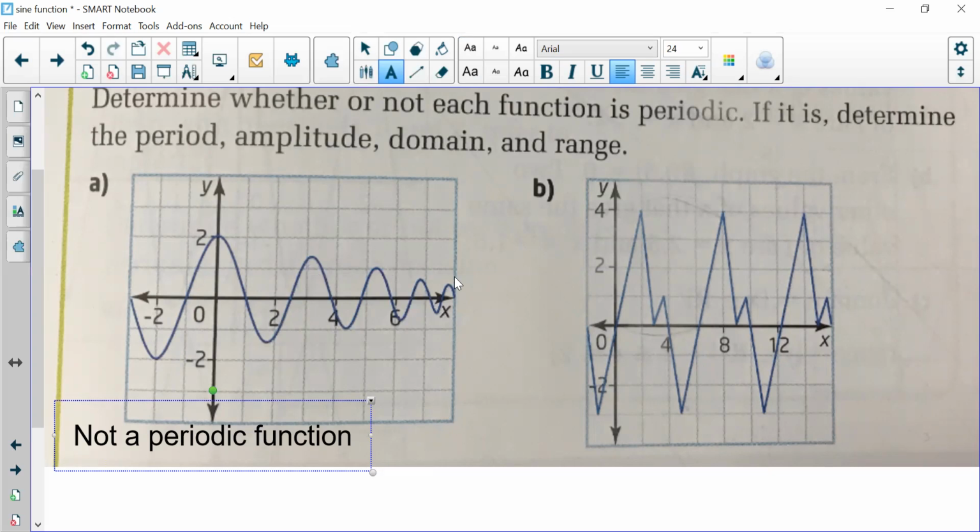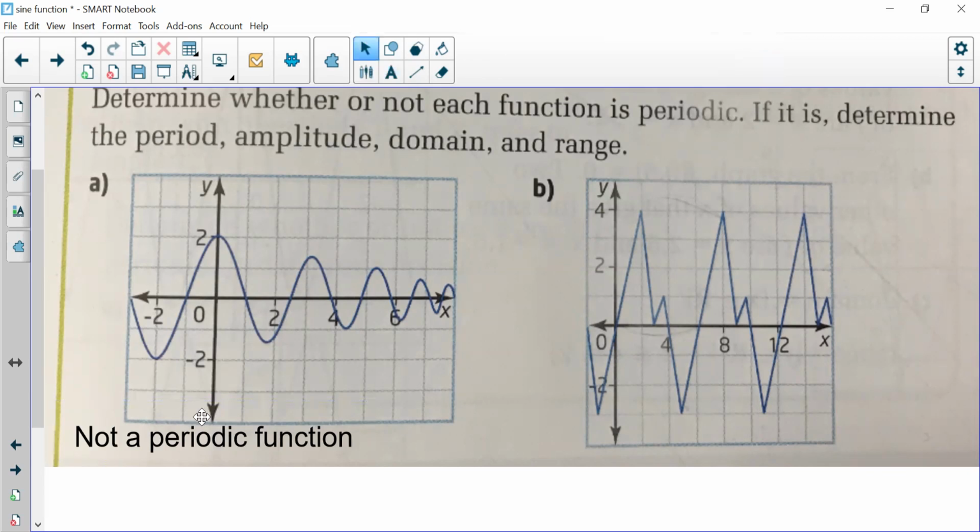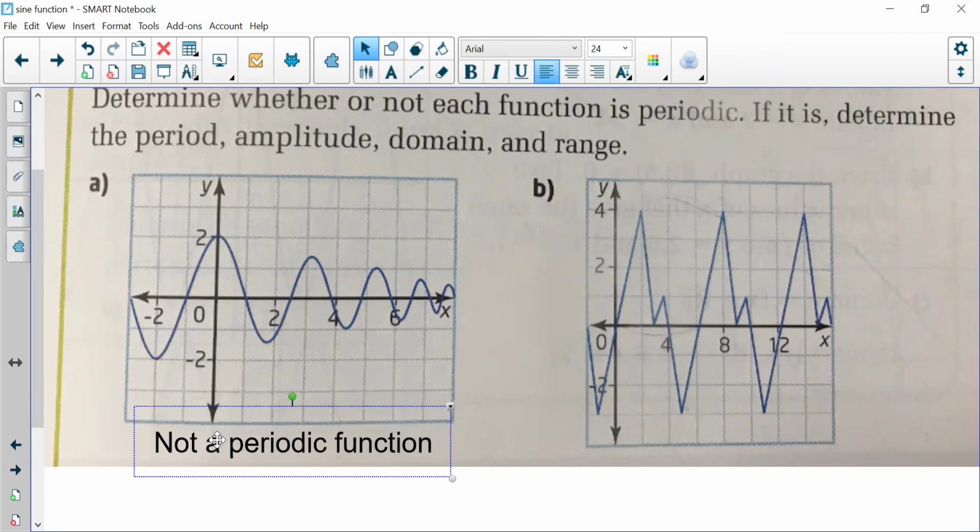This would be like if you took a spring and you pulled it down and let it go. It goes to its maximum and then it slowly slows down, and that spring is extending less and less over time. That is not a periodic or a repeating pattern. So A is not a periodic function. Okay, we don't have to do anything else with it because it is not.